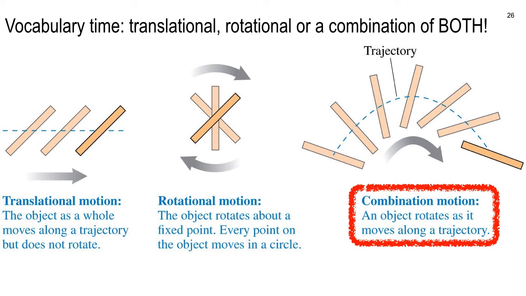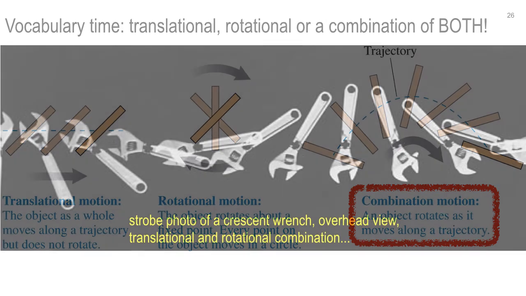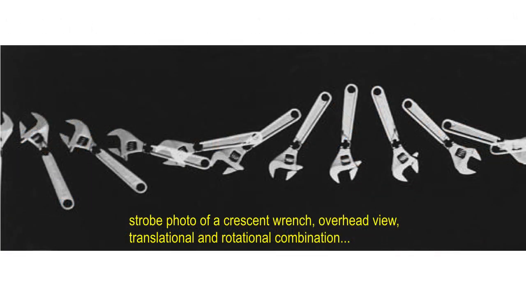Now, here's a cool experiment. This is a strobe photo. So give me your eyeballs on this one. This is a strobe photo. It's an actual strobe photo of a crescent wrench, and it's been thrown from the left side to the right side with a little bit of a spin. All right. Now, the natural center of mass of the wrench, the wrench is asymmetric, so it's not right in the center, half the length.